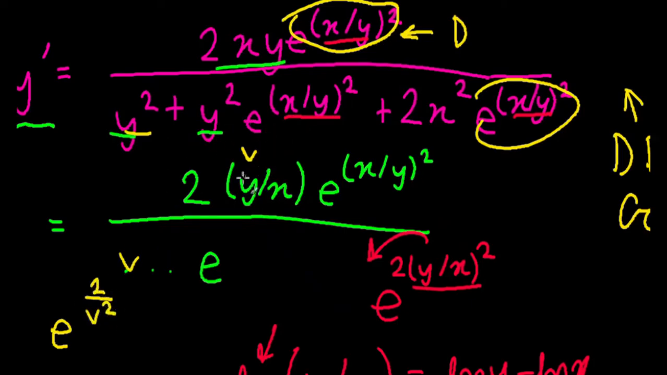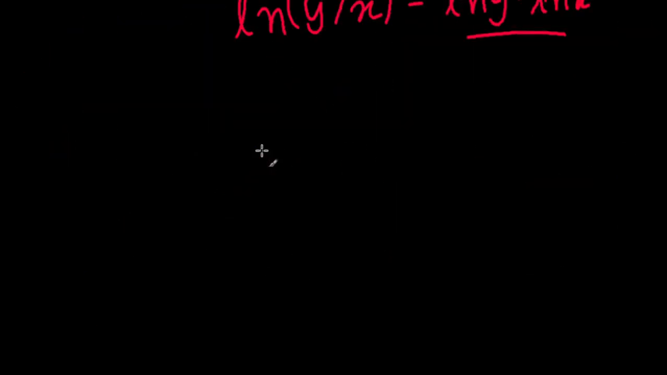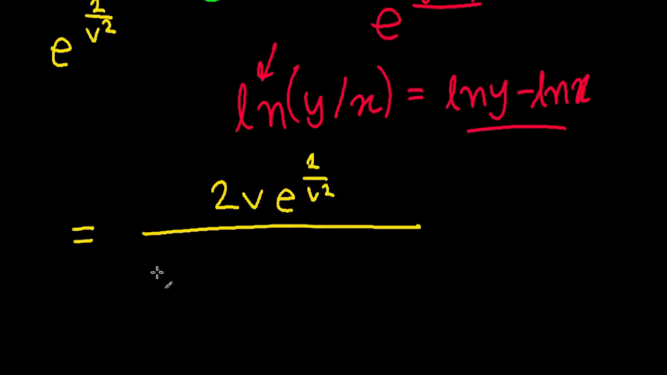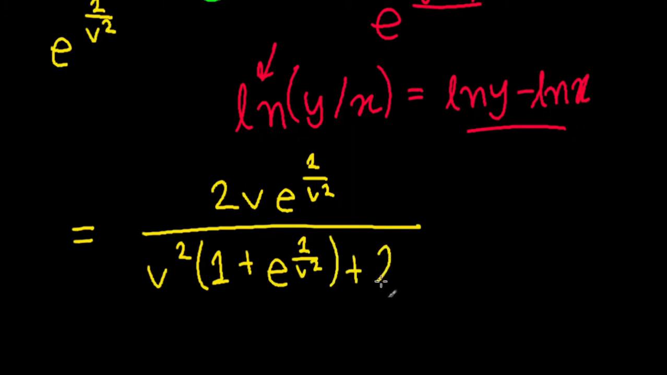Okay, so you could do that. At the end you'd have something like this. For the y prime expression, you're going to have something like this. So let's see, v e to the power 1 by v squared plus, okay, so you have v squared (1 plus e to the power 1 by v squared) plus 2 e to the power 1 by v squared.